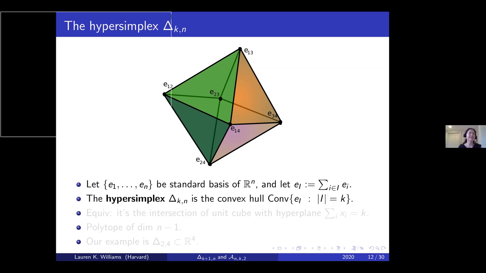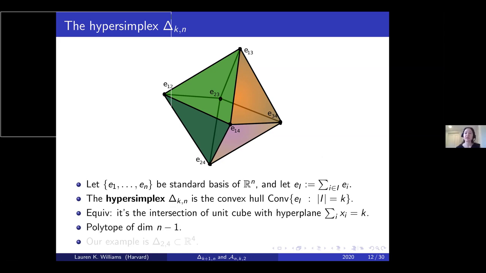And now the hypersimplex, Δ_{k,n}, is the convex hull of e_I, where the size of I is k. So it's just the convex hull of all of the 0,1 vectors in R^n which have precisely k 1s. The picture on the screen shows Δ_{2,4}. Equivalently, this is the intersection of the unit cube with the hyperplane where the sum of the coordinates is k.